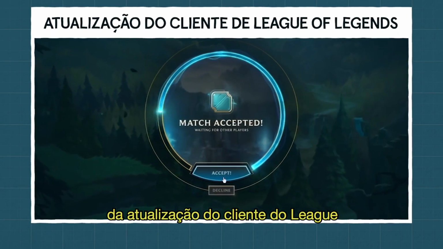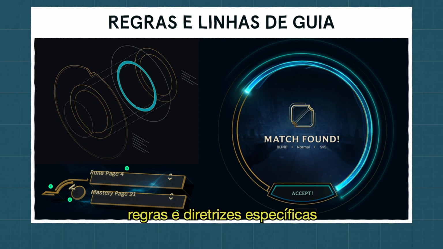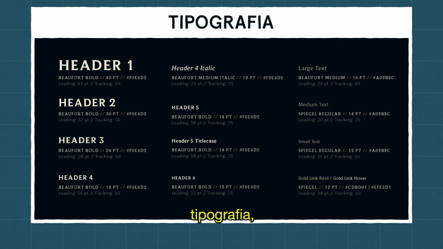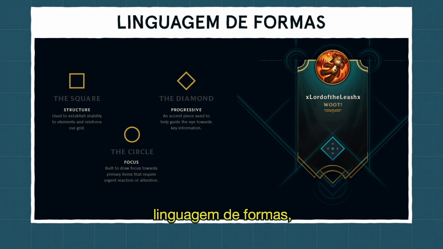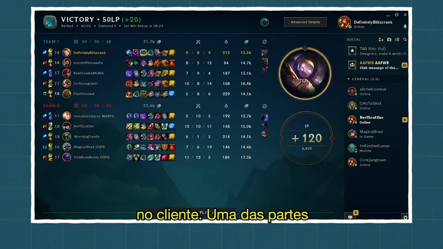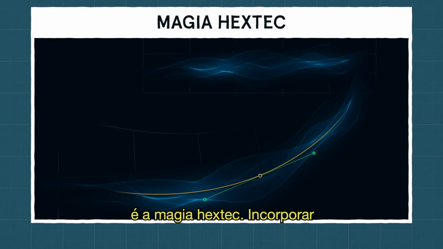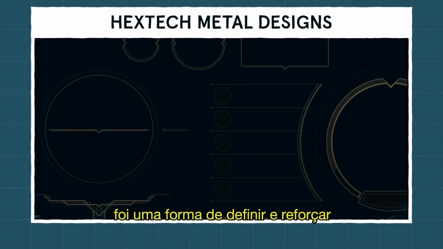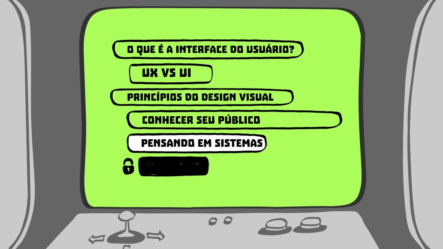We can look at development of the League client update as an example. We started the client redesign by defining the core thematic behind our UI. We then came up with very specific rules and guidelines for the style like typography, iconography, color, shape language, animation, everything you see and interact with in the client. One of the core parts of the thematic is hex deck magic. Incorporating hex deck into the client was a chance to define and reinforce the look and feel. All the visual design decisions we made had this in mind.